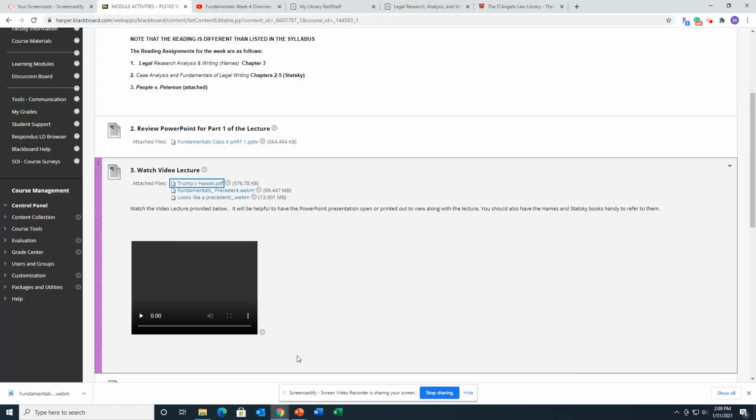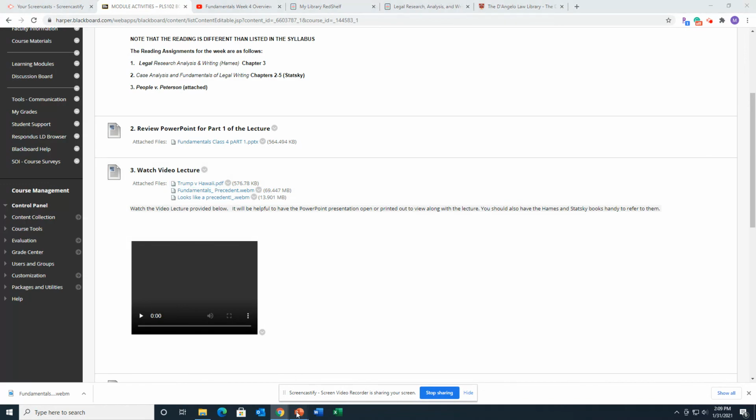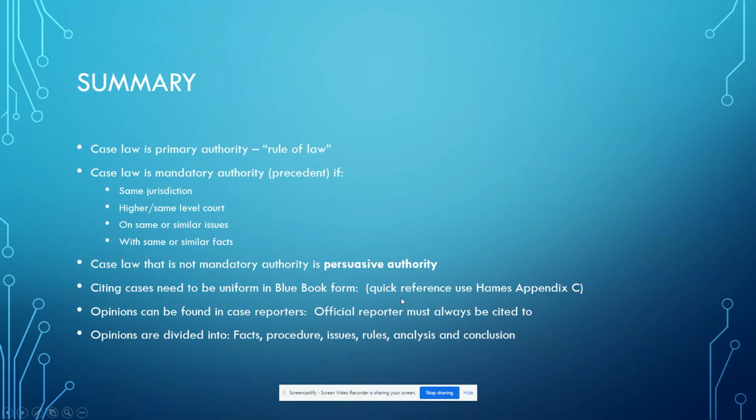And we will go through more cases as this semester continues. Okay, so in summary, remember case law is our primary authority. It's a rule of law. It's mandatory authority or precedent. The theory of stare decisis applies if it is the same jurisdiction, higher court, same or similar issues with same or similar facts. Case law that is not mandatory authority, we call that persuasive authority.